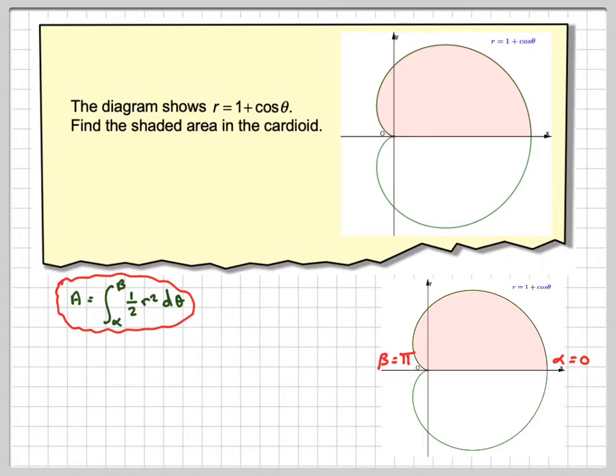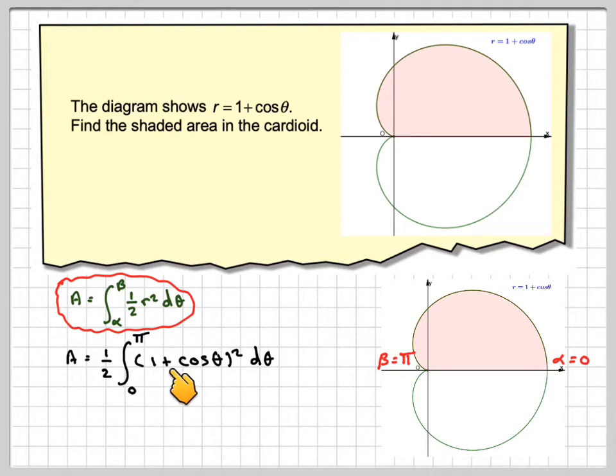So we can set up our integral. It's important that you set up the integral properly. So the area will be a half. Now you can take the half out of the integral sign, might make life a bit easier for you. The integral from 0 to pi, because we're doing from 0 to pi, of r squared. So that's going to be 1 plus cos theta all squared d theta.